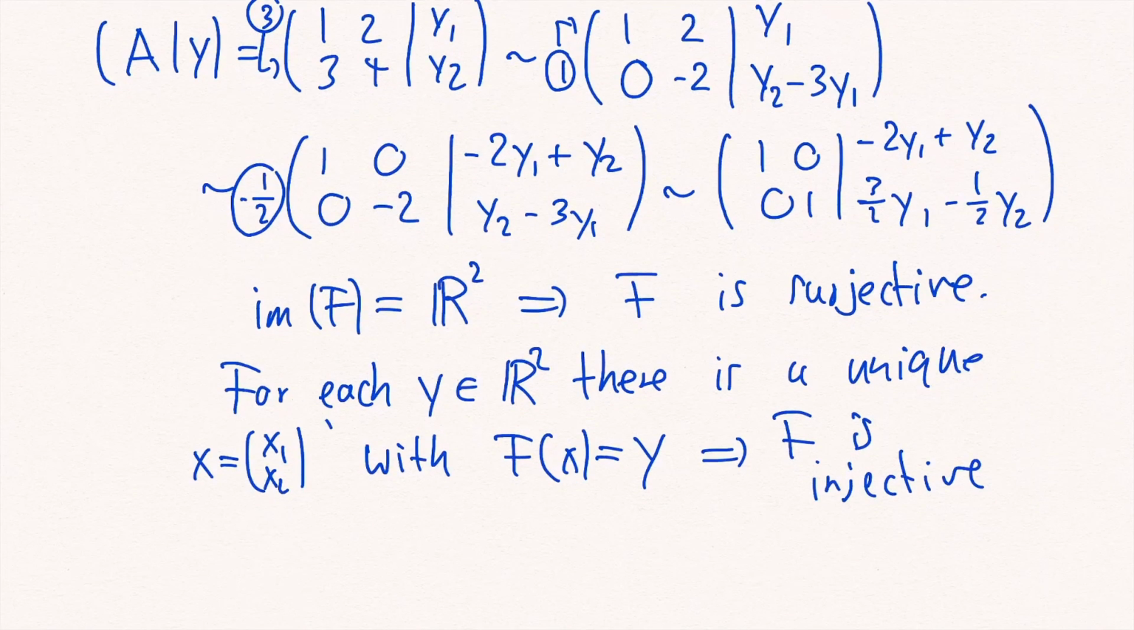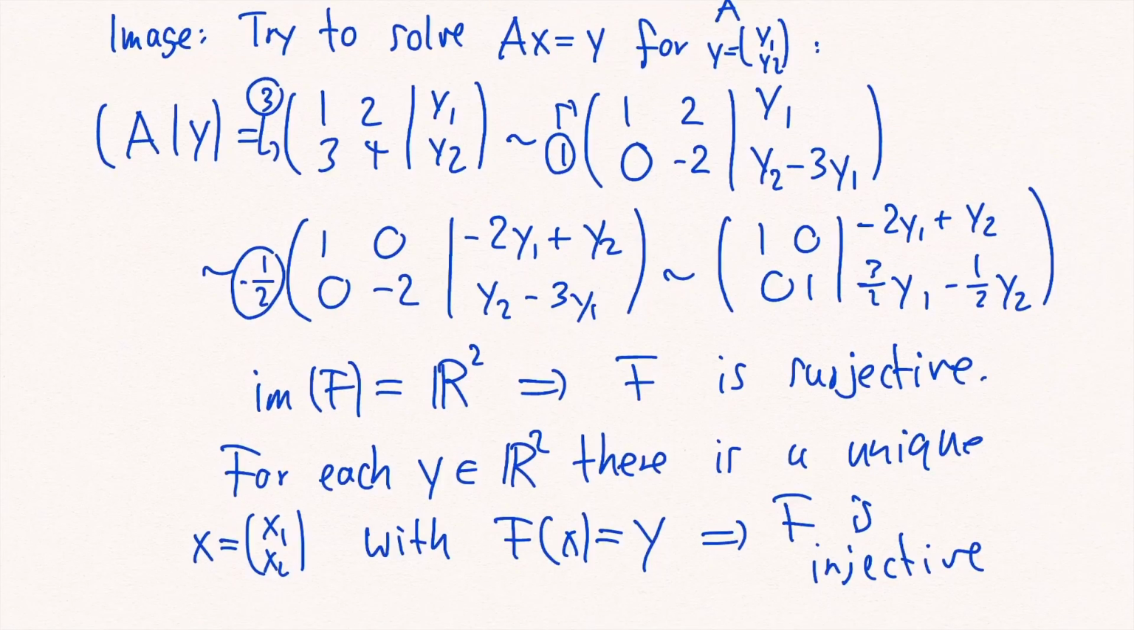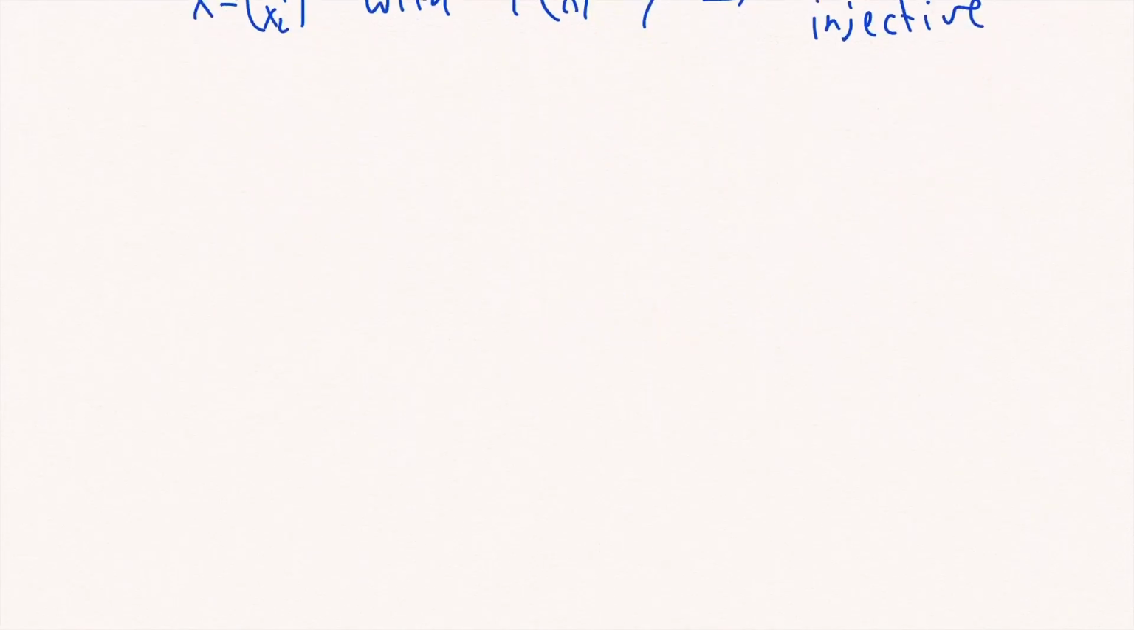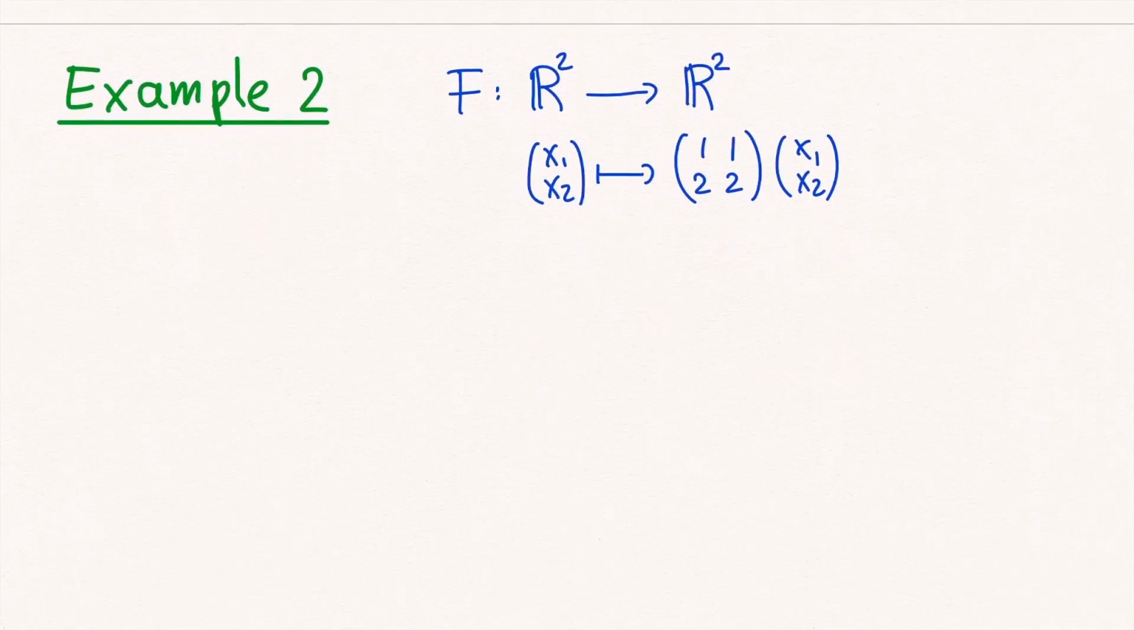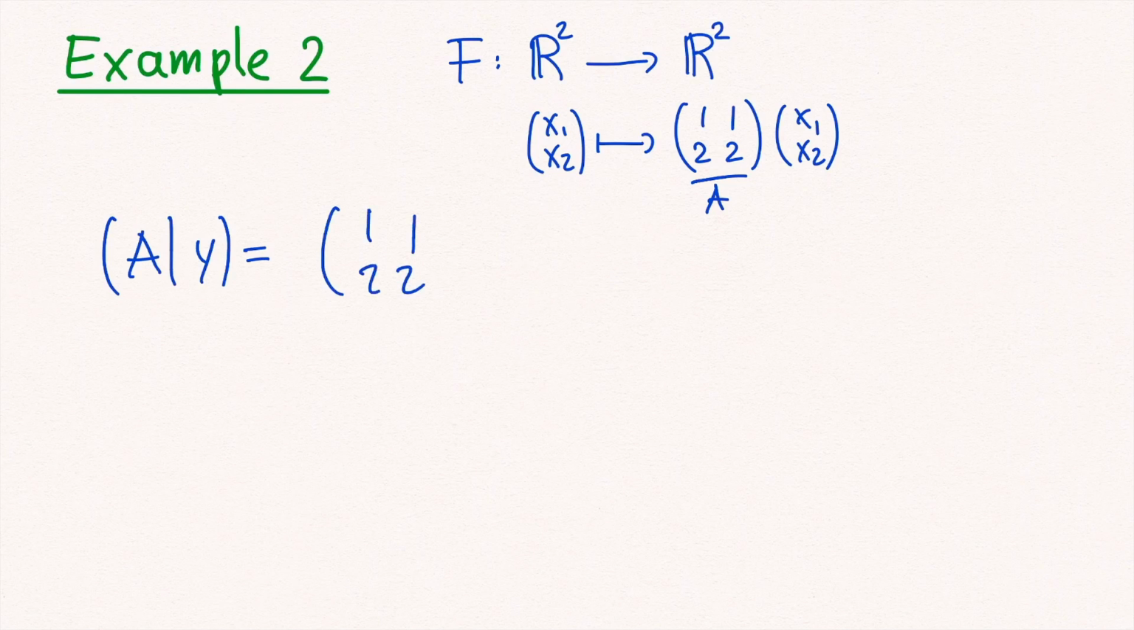Yeah, and we could even say what this here is, because we can just write down x1 is this and x2 is this. Okay, so this is one example, and the second example is this one here. Looks similar, also again from R2 to R2. So we will do the same thing. This here is a matrix A, and then we try to solve the linear system. So we put here A and y, 1, 1, 2, 2, y1, y2.